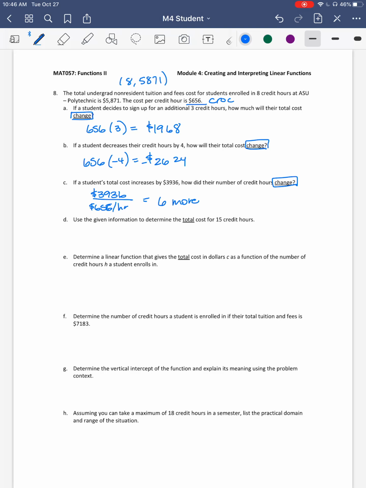Part D says use the given information to determine now the total cost for 15 credit hours. I'm going to go ahead and make a table. I should define variables. So H equals number of credit hours taken, and C equals total cost in dollars. We know 8 credits cost $5,871. They want to take 15 now. So my first step is to find the change in credit hours, which is 7. It's $656 per credit hour, which means that my cost is going to go up by $4,592. It was $5,871, so I add those and I get $10,463.